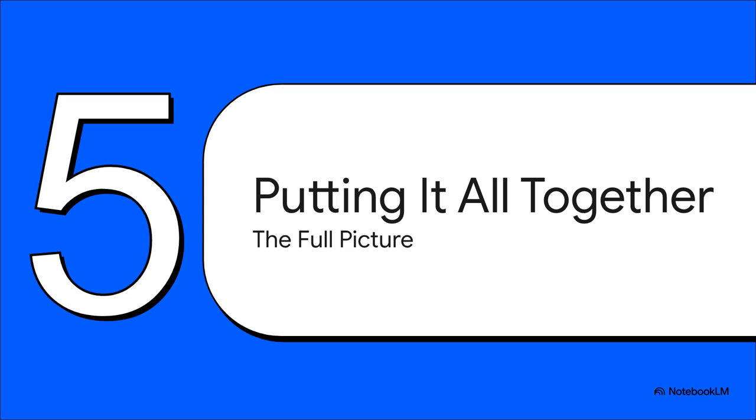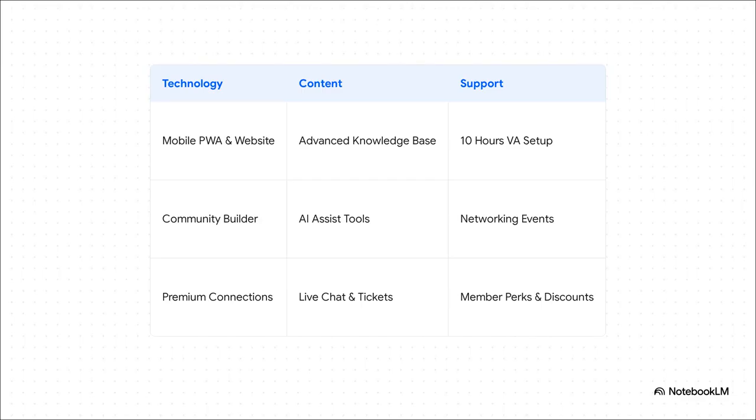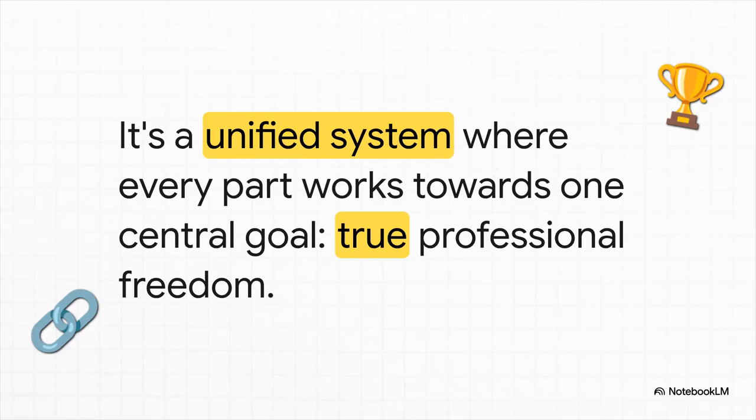Now let's put all the pieces of the puzzle together and see the big picture. When you lay it all out like this, you can see how the whole package really stands on three main pillars. Over on the left, you've got the technology, the mobile app and community builder. That's your foundation. In the middle is the content engine, your knowledge base and AI tools for delivering value. And on the right, you have the human support, from that initial setup help to ongoing networking, making sure you're never building alone.